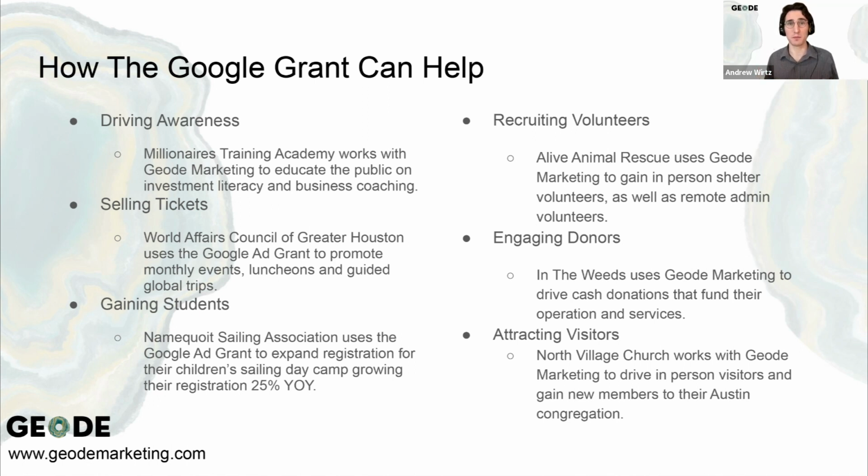So here I have some examples of all of the variety of industries and conversions that we can track. So driving awareness, we've worked with Millionaires Training Academy, which works on business education, helping people learn how to run their business and find opportunities. And their biggest thing is they want to educate people on investment literacy and business coaching.